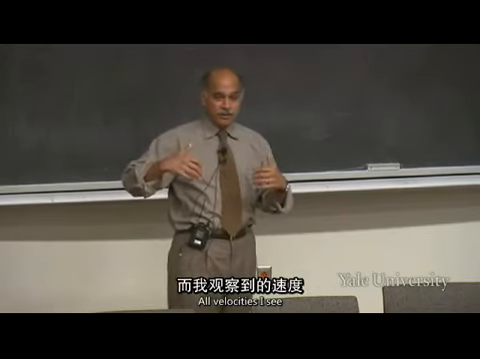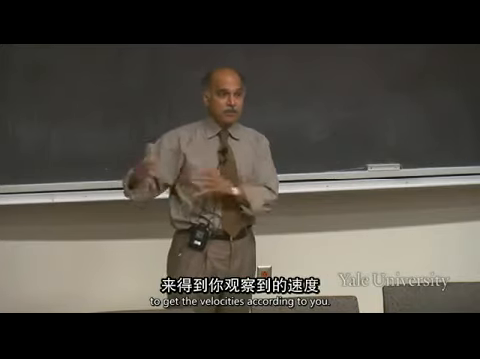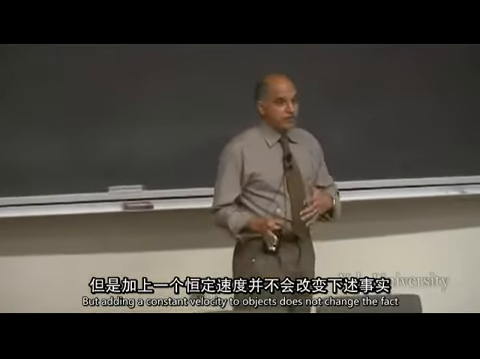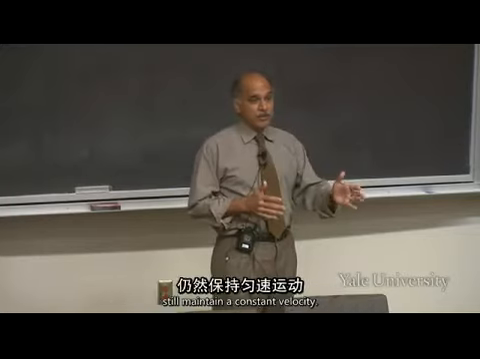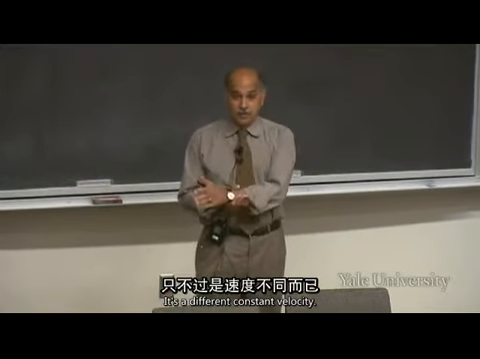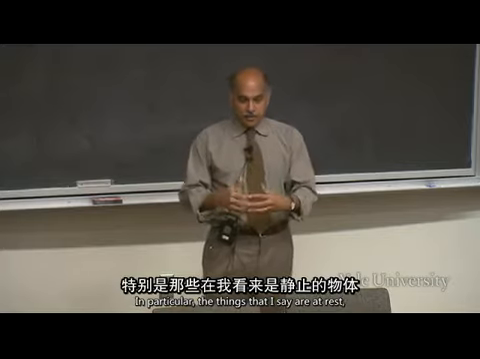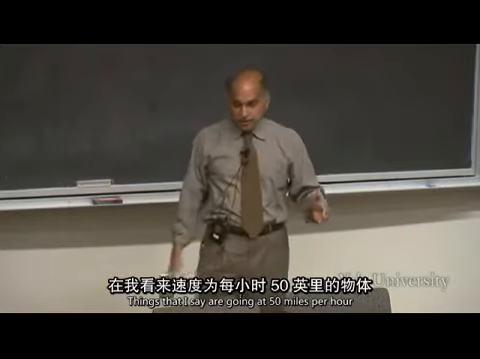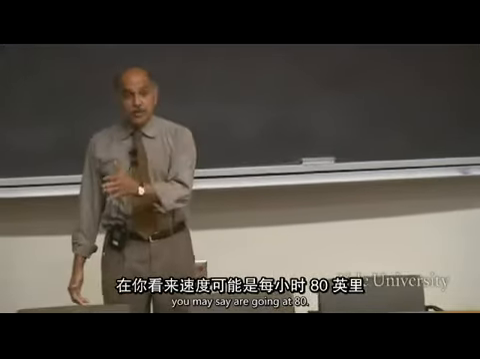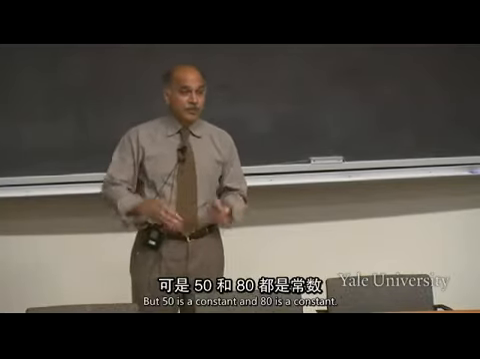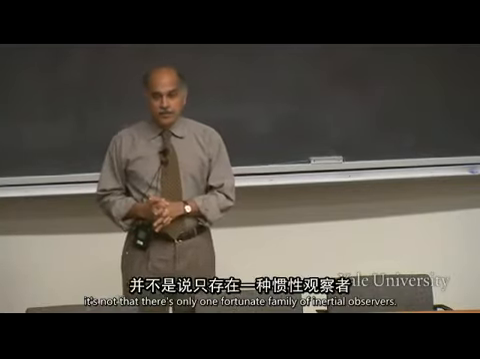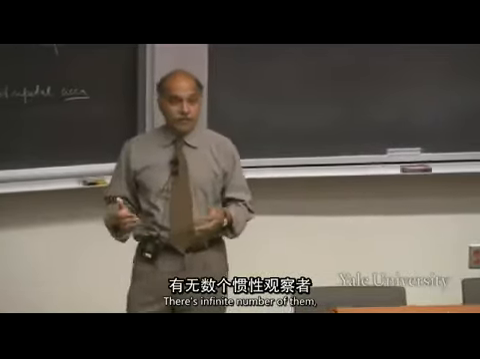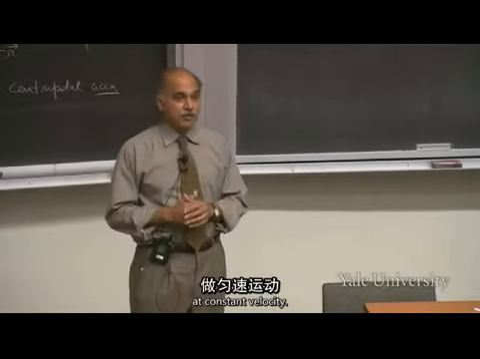All velocities I see, you will add a certain number to get the velocities according to you. But adding a constant velocity to objects does not change the fact that those which were maintaining a constant velocity still maintain a constant velocity. It's a different constant velocity. In particular, things that I say are at rest, you will say are moving backwards at the velocity that you had relative to me. Things that I say are going at 50 miles per hour, you may say are going at 80. But 50 is a constant and 80 is a constant. Therefore, it's not that there's only one fortunate family of inertial observers. There's an infinite number of them, but they're all moving relative to each other at constant velocity.